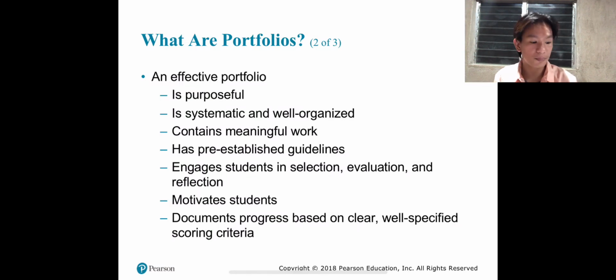So, what is an effective portfolio? An effective portfolio is purposeful, or it has an aim or a goal, is systematic and well organized, or it has a construction, contains meaningful work as well, has pre-established guidelines, engages students in selection, evaluation, and reflection. It motivates students. It documents progress based on clear, well-specified scoring criteria. So basically, an effective portfolio has all the positive advantages or all the positive characteristics of a good portfolio. Also have a documentation based on clear, well-specified scoring criteria.